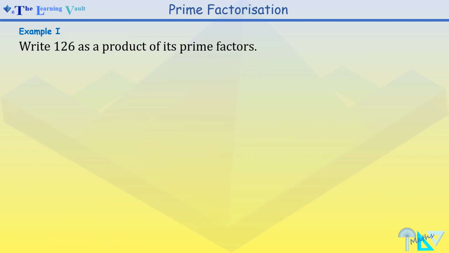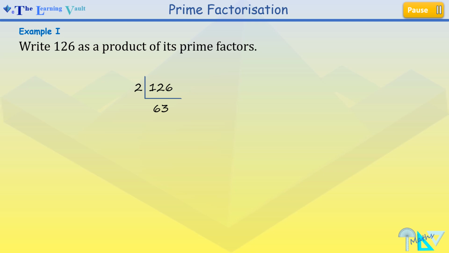Example 1. You may pause and have a go. Now let's start breaking this down into the product of its prime factors. We have 126. Because it's an even number, we can start division using 2. So 2 into 126 gives us 63.